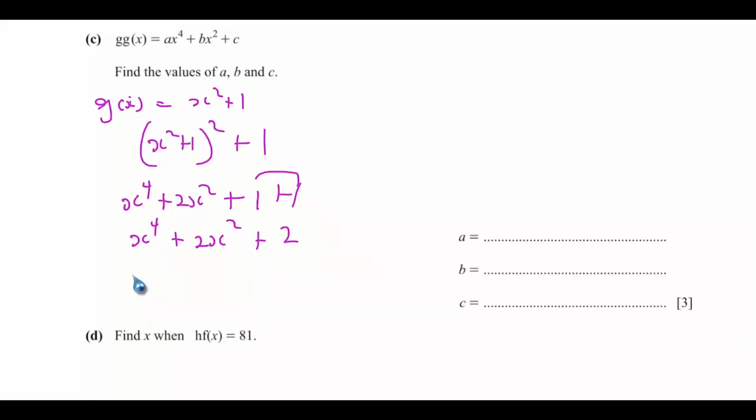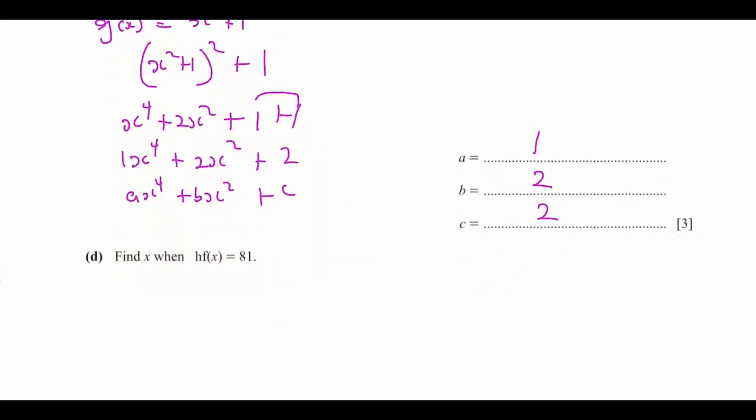So if you compare this with ax to the power of 4 plus bx to the power of 2 plus c, you see that the value of a will be equal to 1, the value of b will be equal to 2, and the value of c will be equal to 2.